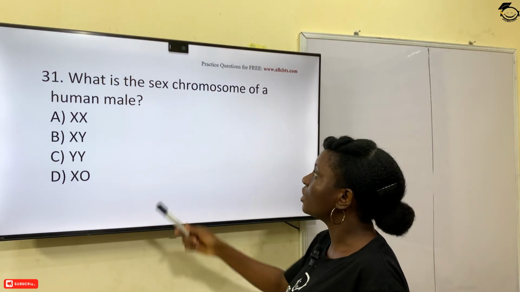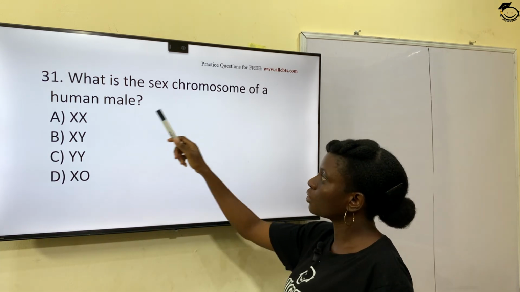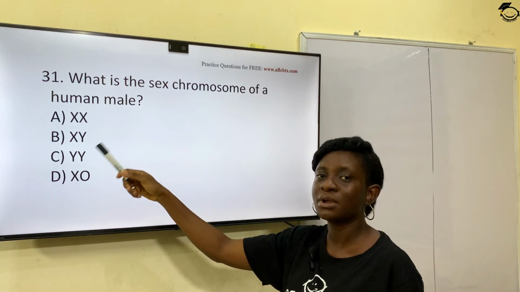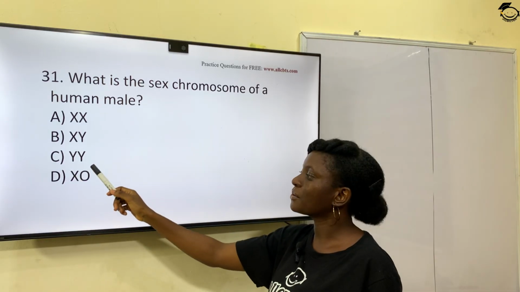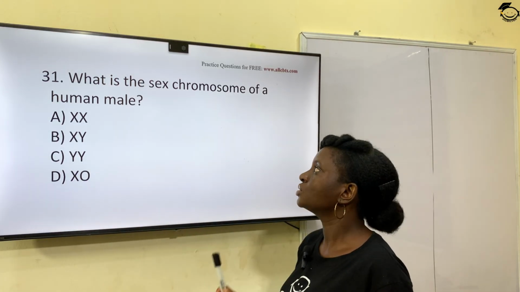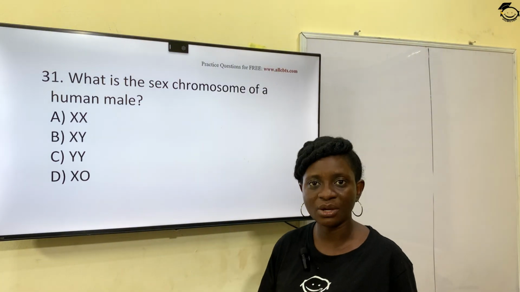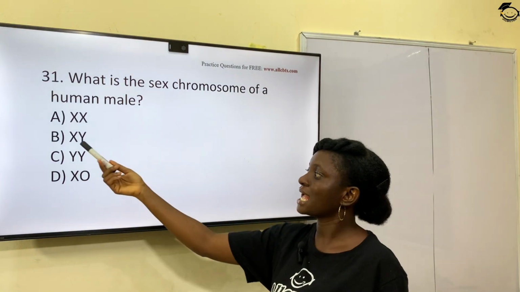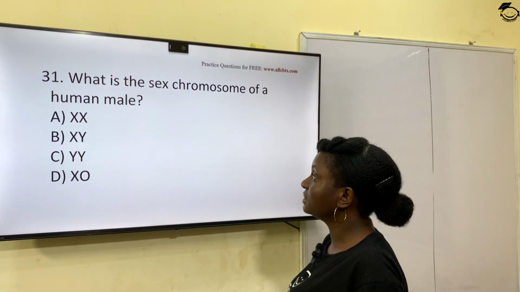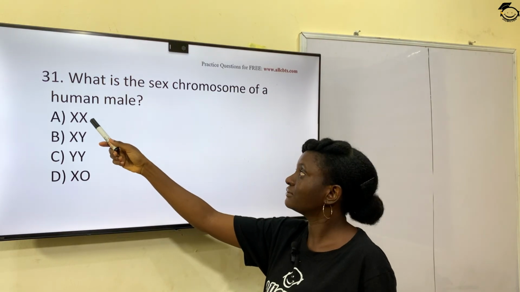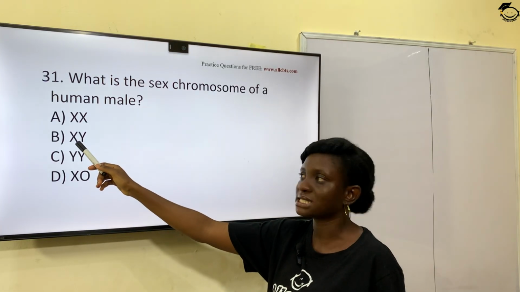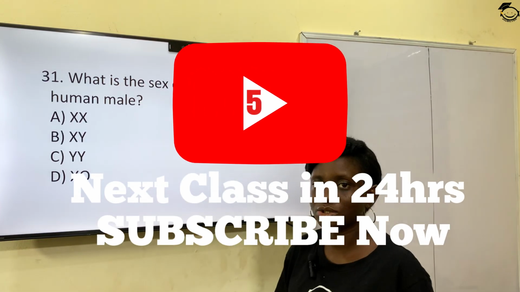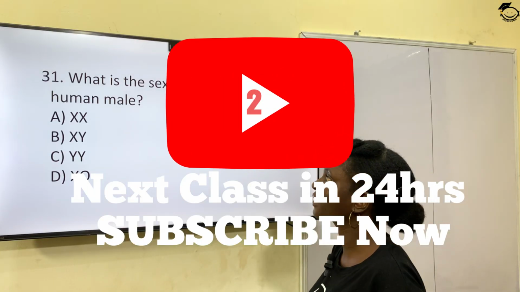Question 31. What is the sex chromosome of a human male? A. XX. B. XY. C. YY. D. XO. So the sex chromosome of a human male is XY, while XX is the female chromosome. So option B is the correct answer. XY is the sex chromosome of a human male.